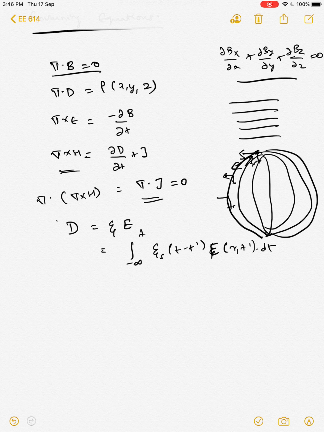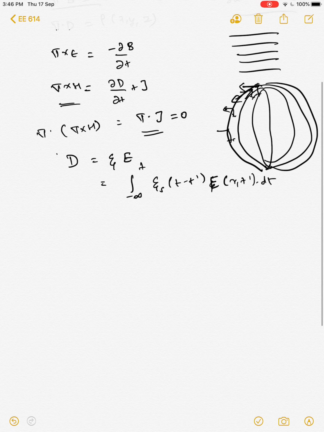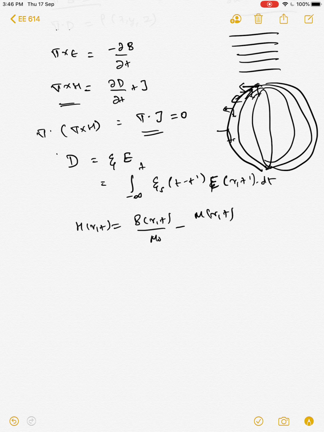And you know the traditional magnetic field equation, which is written as H of r, t is B of r, t by mu naught minus M of r, t, right? M is the magnetization and B is the magnetic field strength. So basically this H is the effective magnetic field inside the material and D is the actual extent of polarization by the applied electric field E.